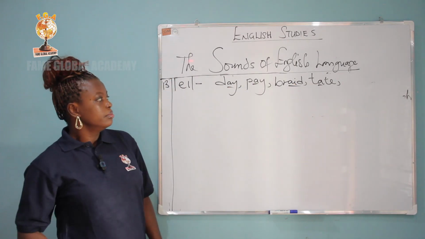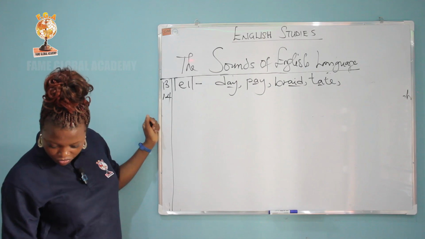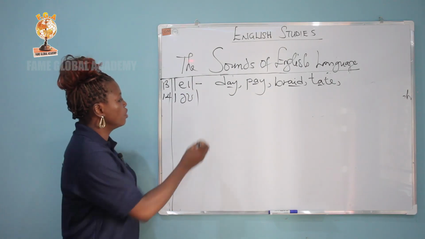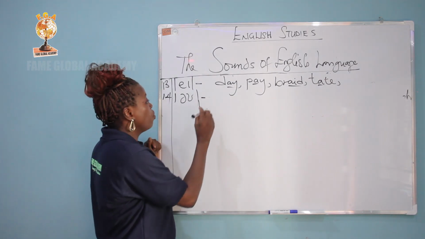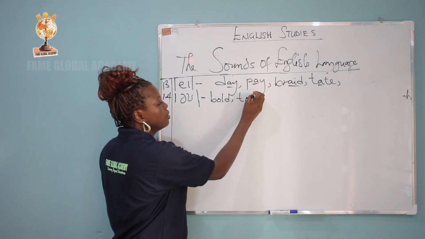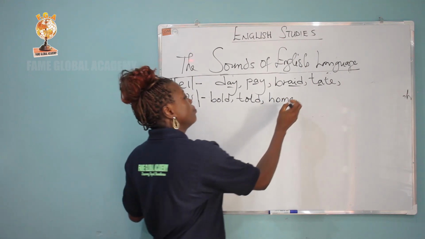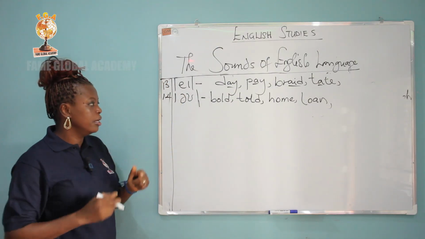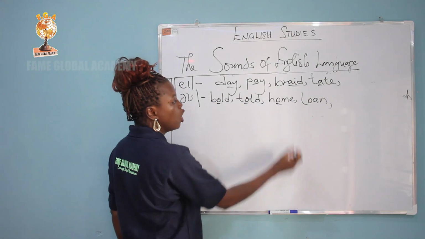So the 14th one, which is the second diphthong, is diphthong /oʊ/. Now, this diphthong is found in words like bold, toad, hold, known. So you can add your examples to what we have on the board. So we have bold, tone, home, known.